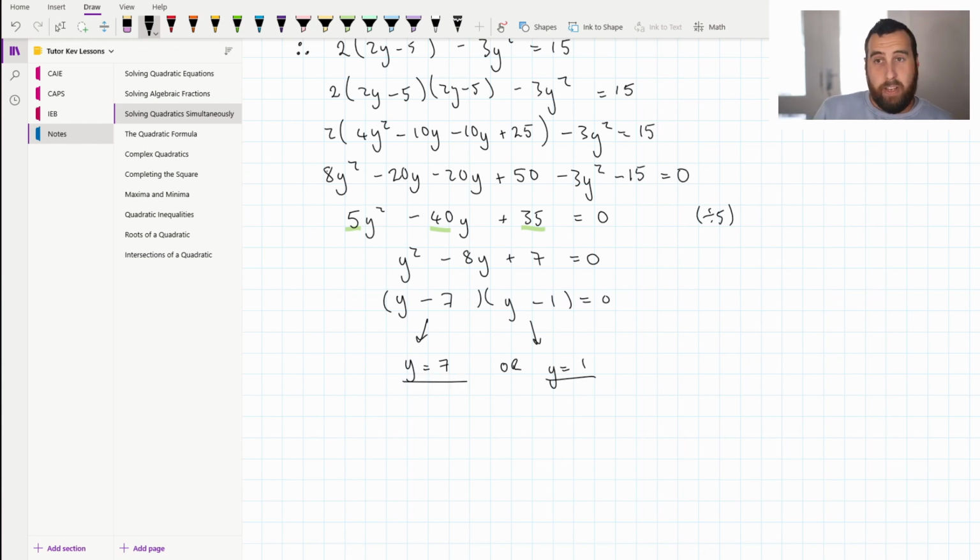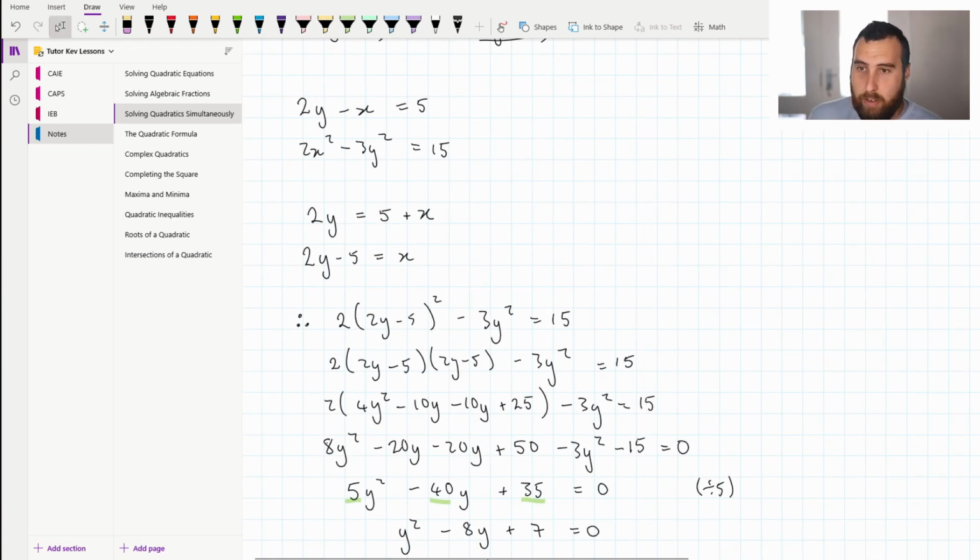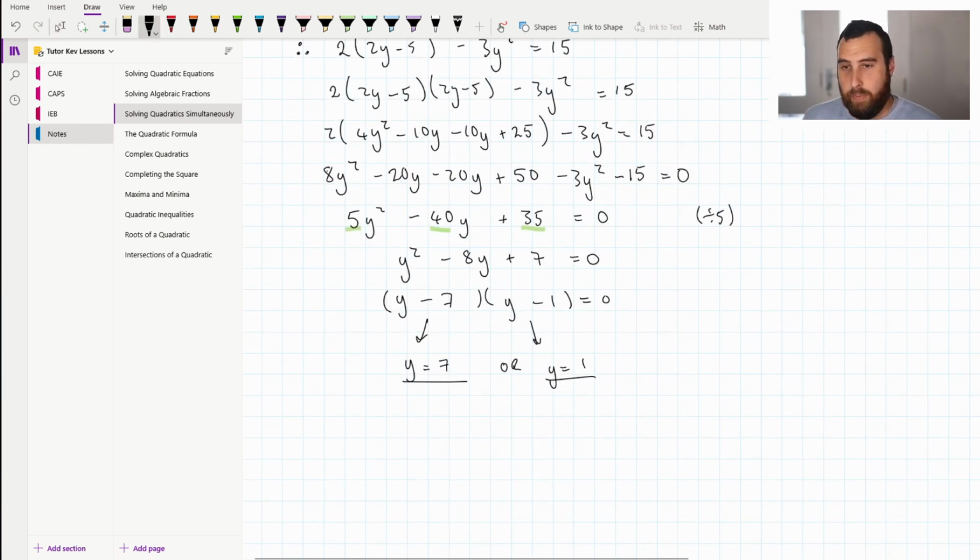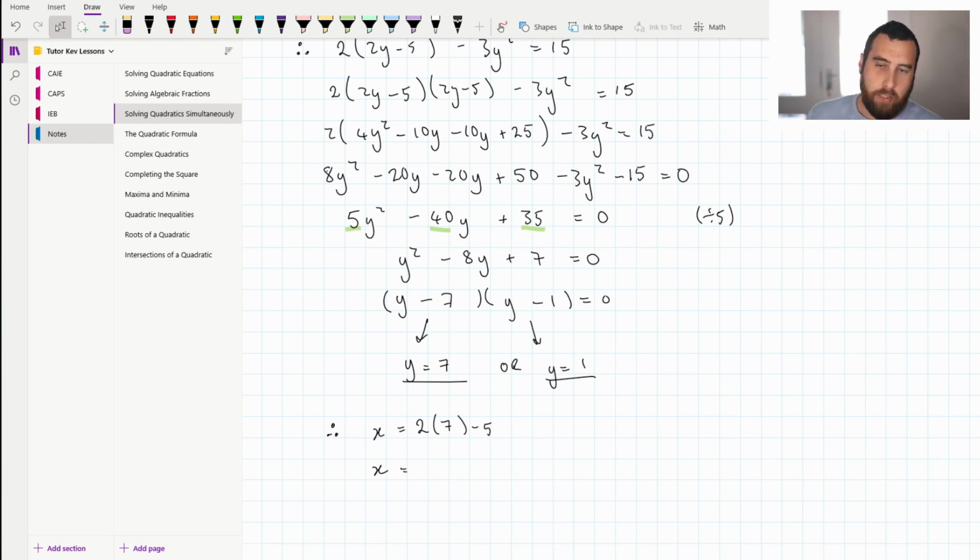Right, so now I've found my values for y. Now I substitute back into an equation, and I'm going to use the one that I substituted in originally, because then I'll get x immediately. So therefore, x is equal to 2 times 7 minus 5. And so I'm going to get x is equal to 14 minus 5, which is 9. And then my other one is going to be x is equal to 2 times 1 minus 5. And so therefore x is equal to minus 3.